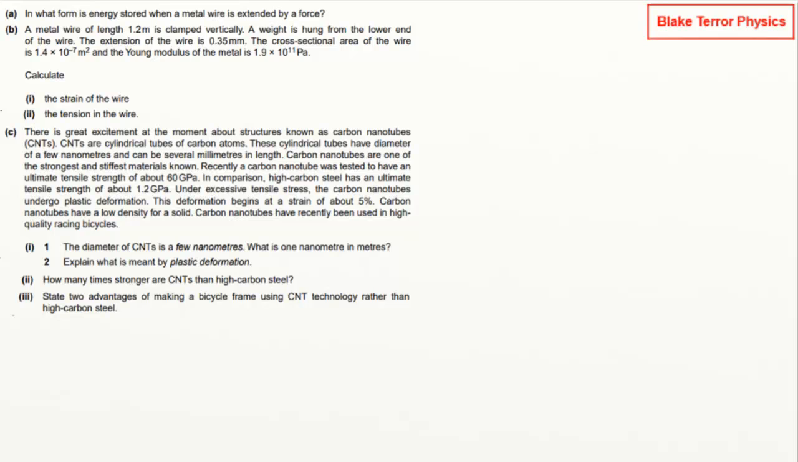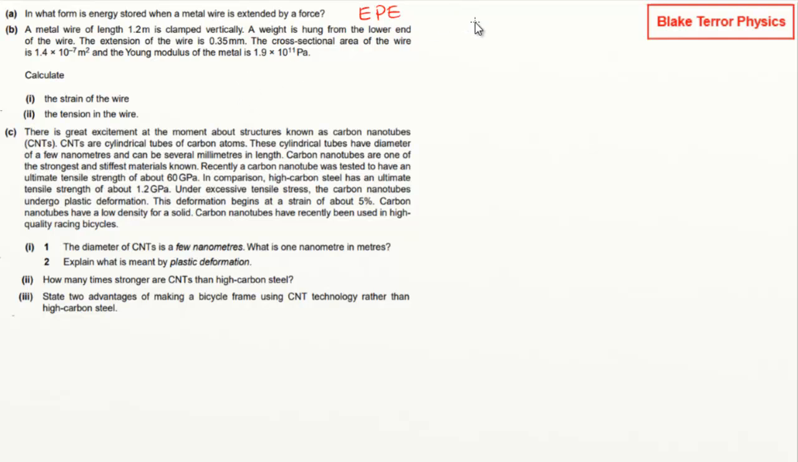Right, so in what form is energy stored when a metal wire is extended by a force? Right, okay, apart from the fact we're not a massive fan of forms of energy, energy is energy, but elastic potential energy is what we're getting at on that. A metal wire of length 1.2 meters is clamped vertically. Weight is hung from the lower end of the wire. The extension of the wire is 0.35 millimeters. Cross-sectional area of the wire is that. The Young's modulus is that.